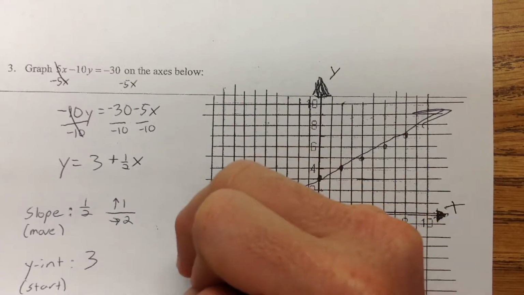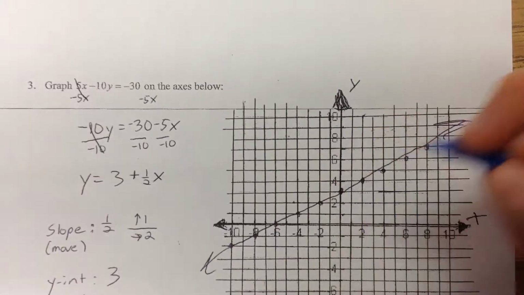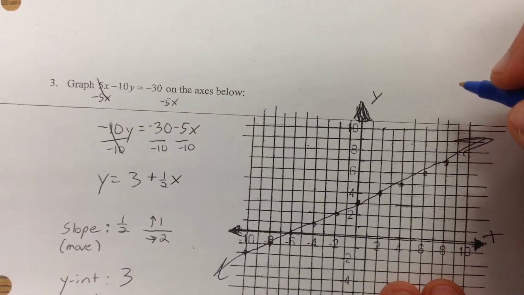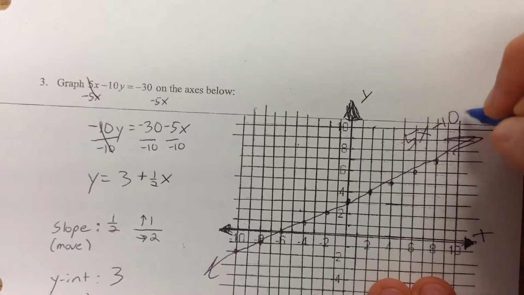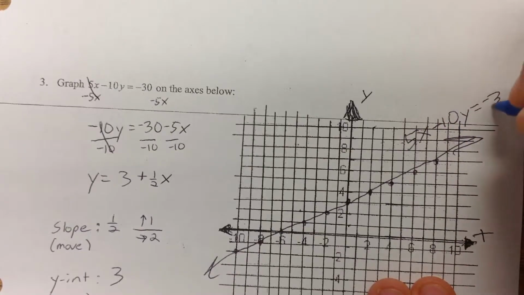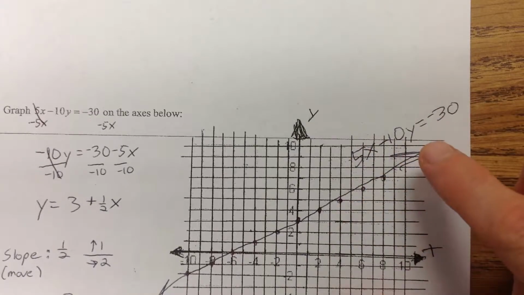Okay, so we connected the points. I'm drawing arrows on both sides to show that it keeps going. And then I am going to label my line. So this is 5x minus 10y equals negative 30. So I'm throwing that label on there just to complete the graph.